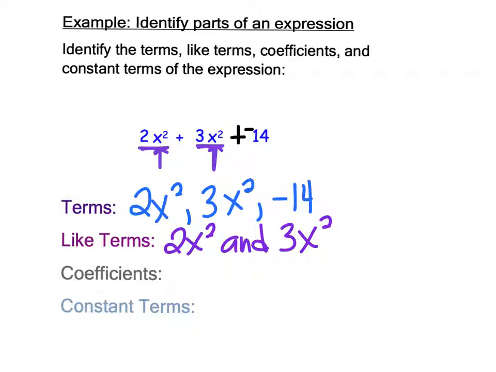Coefficients, remember, are the numbers before the letters in an expression with a variable. So that, in this case, would be the 2 and the 3, and you can just list them with commas again. And constant terms are terms that do not have a variable part. They are constant, not varying. That's how I remember. And so the only constant term we have is a negative 14.